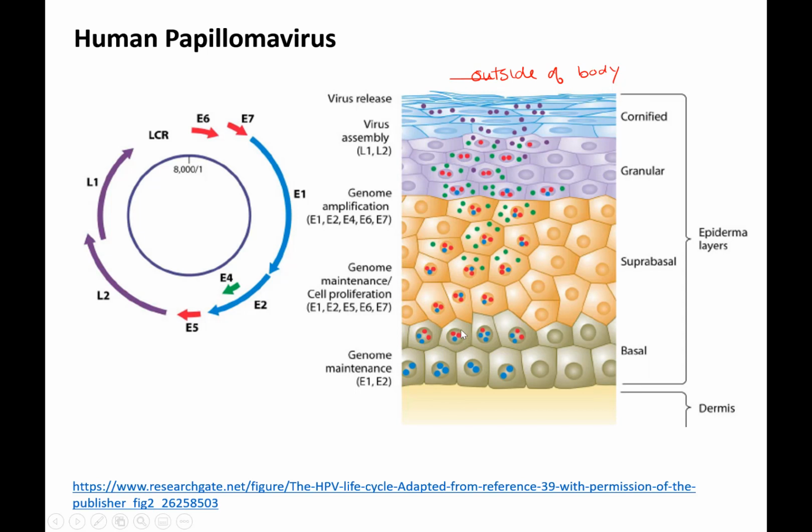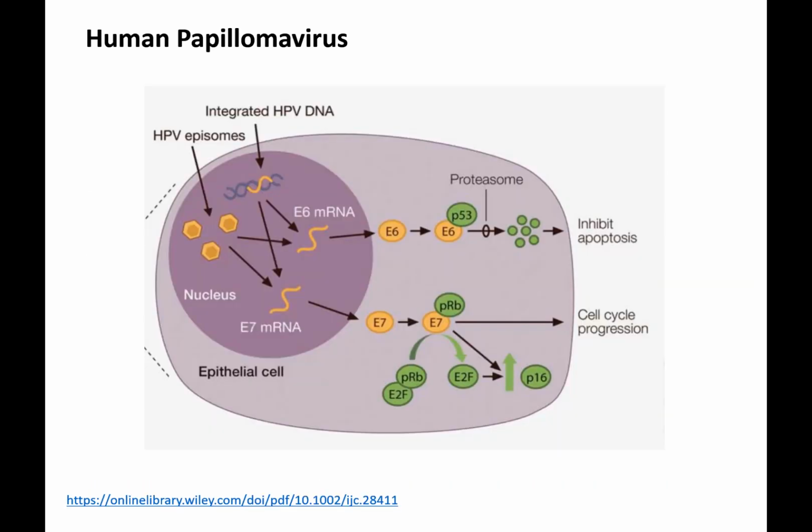So what's happening is the HPV is in the cell, and what I want you to imagine is as the cell differentiates and moves up, gets pushed up through the layers of the skin, different HPV proteins will be expressed as the cell differentiates. Okay.